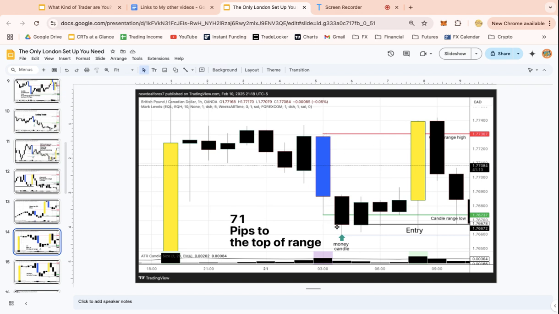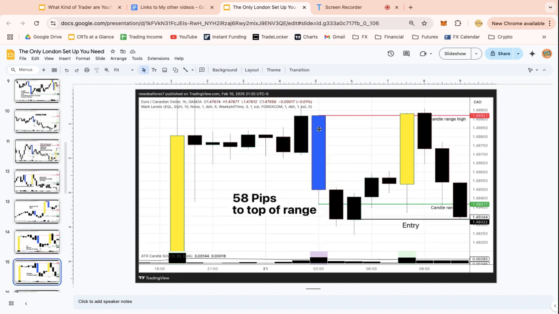If you use the money candle here, 3 a.m., 4 a.m., trading at 5 on this open, you get in right here. Pretty painless trade, but as you can see, once it hit the top of the range, it started coming right back down. So ideally, once again, you want to be out by the top of the range. And this was good for 71 pips.